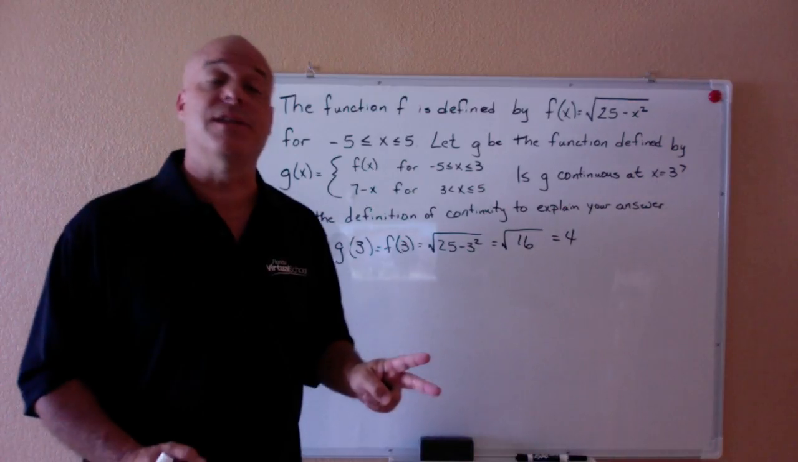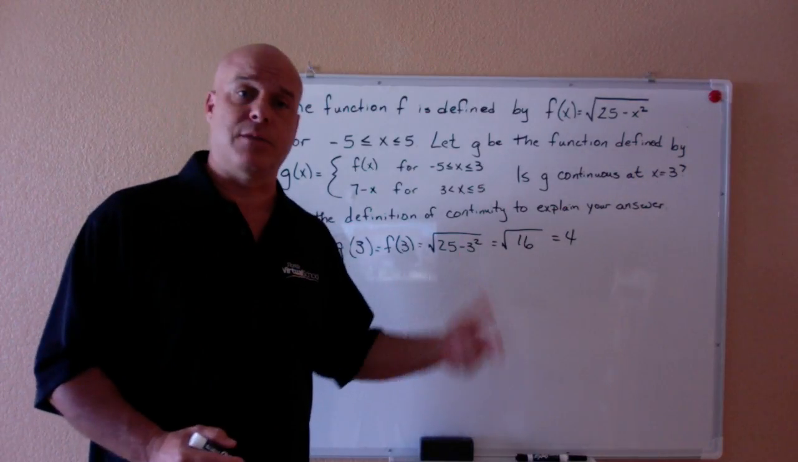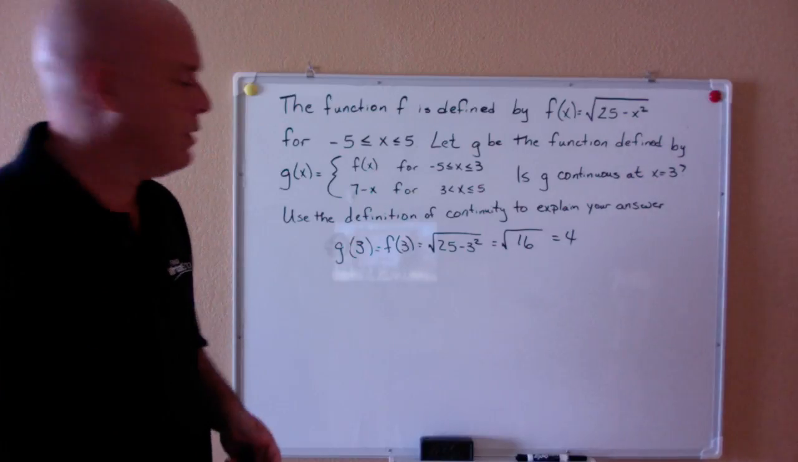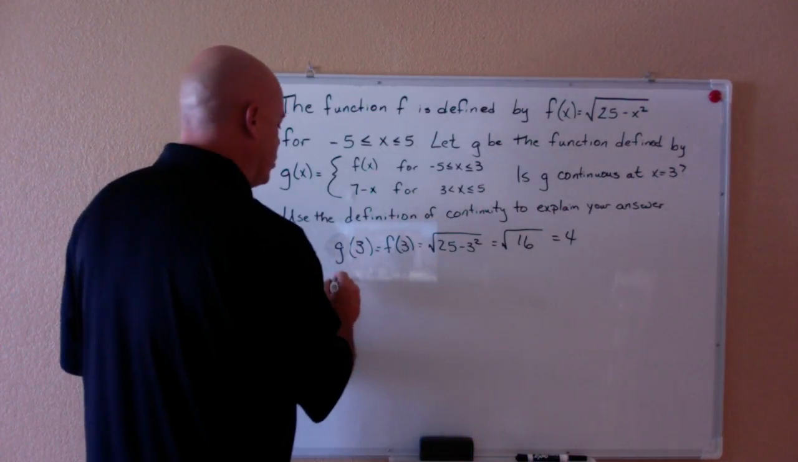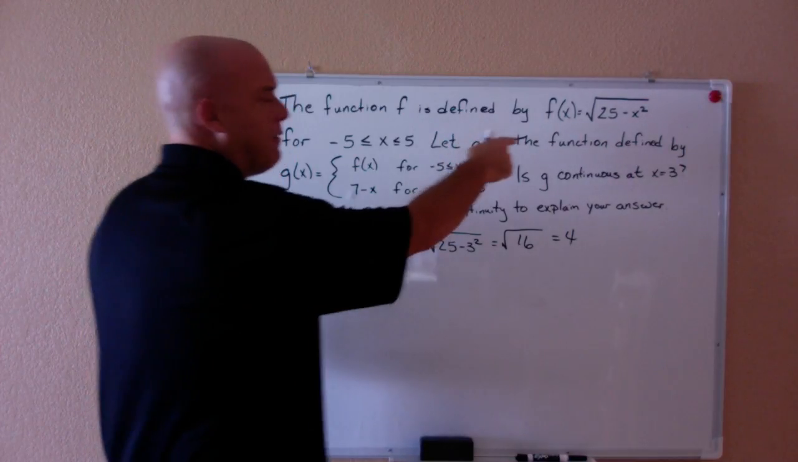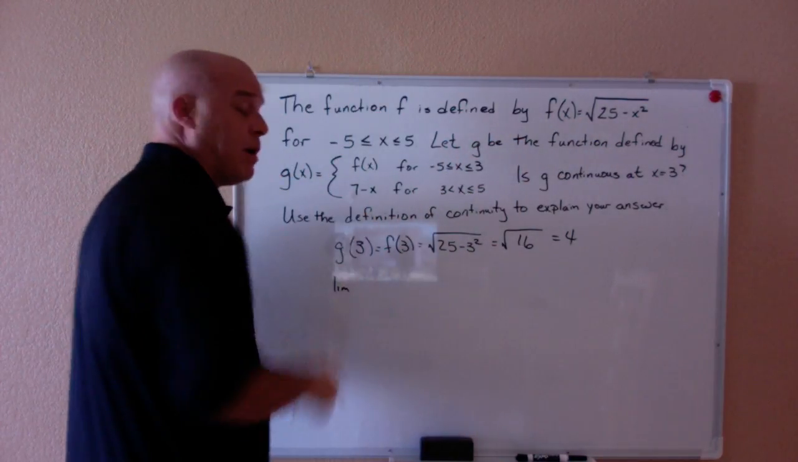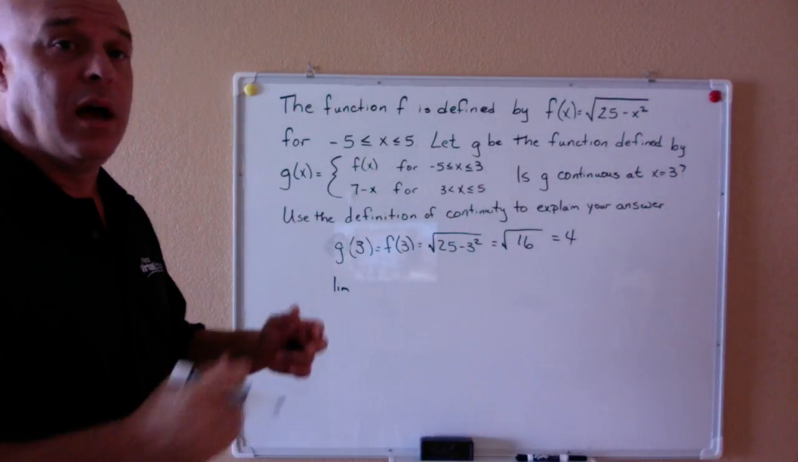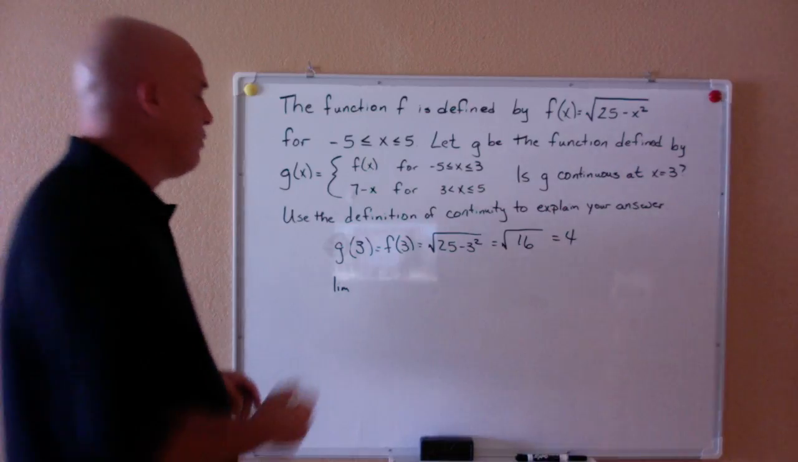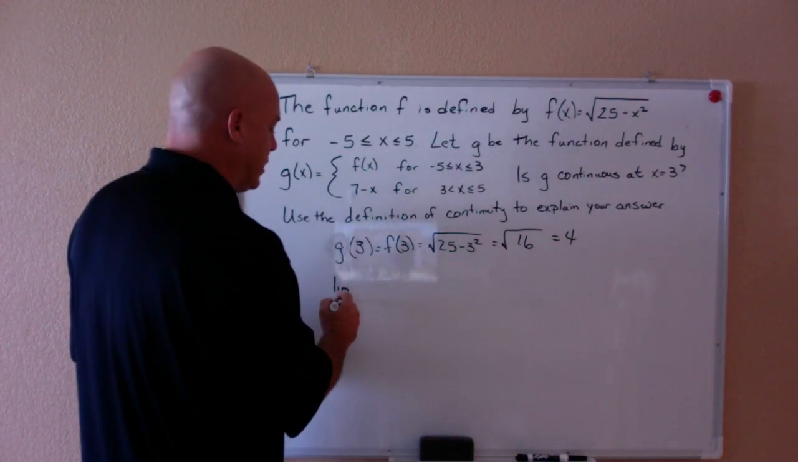The second requirement was that I have to look at the limit as x approaches 3 from the left and make sure that it equals the limit as x approaches 3 from the right. So we're going to look at those two things here. These two functions, the f of x function that we're using on the top and 7 minus x, are both continuous as long as they're defined. So as long as we're in these intervals, they're continuous functions. So I'm going to be able to do this pretty easily here.